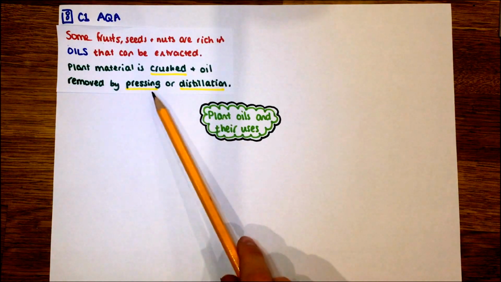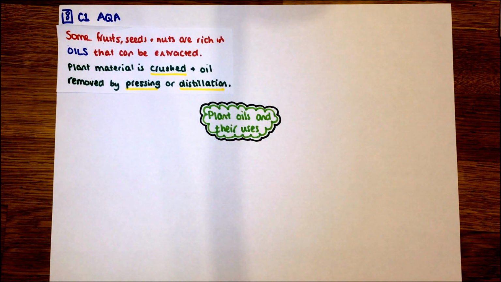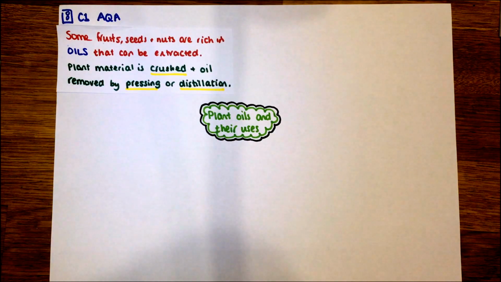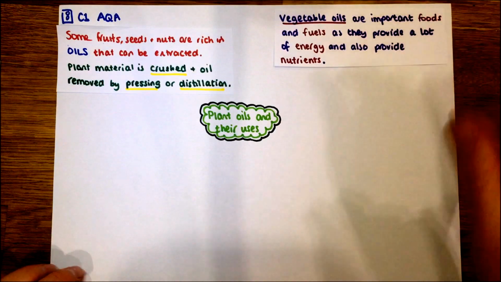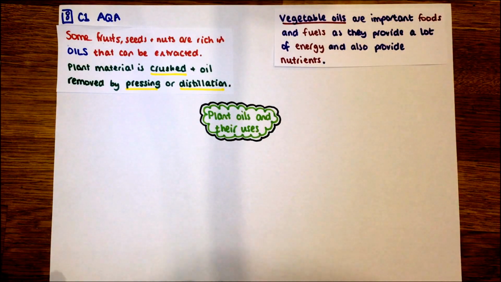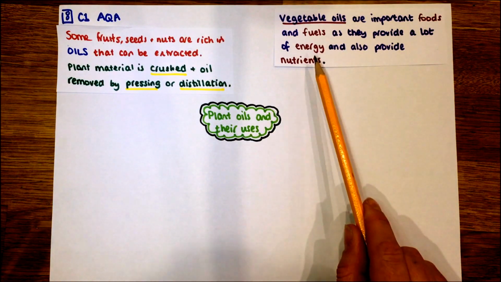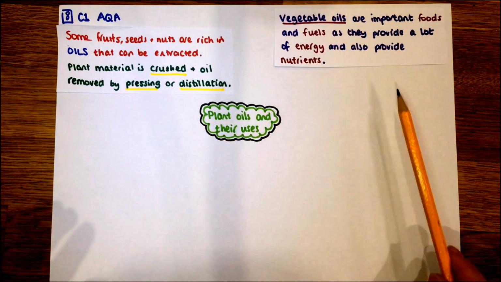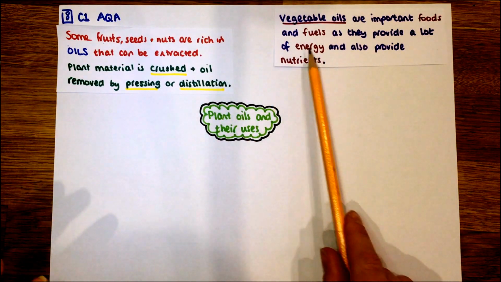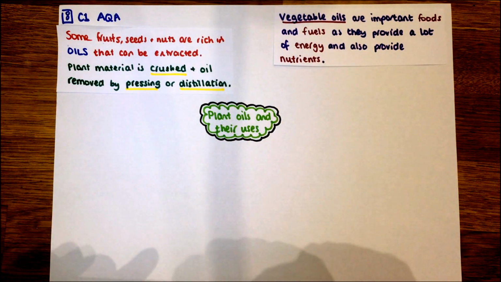The oil might be removed by pressing or in some cases distillation. You do not need to know any more than that in terms of the process to get oil from that fruit, seed or nut, but be aware that we can get it through some of those methods. The vegetable oils we get out are really important foods and fuels because they contain so much energy. They also provide us with a great deal of nutrients, so that also makes them useful, but because they contain energy, it makes them really good fuels.